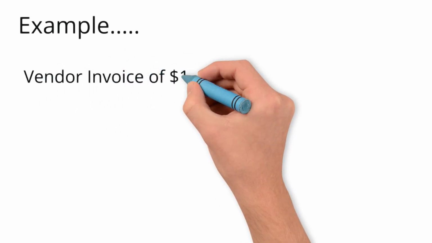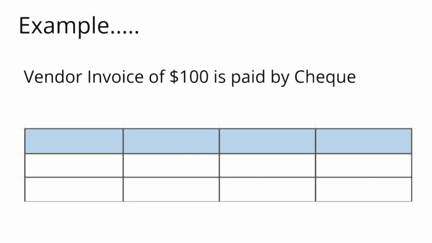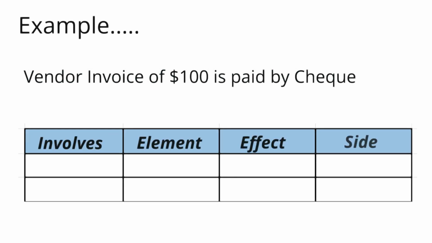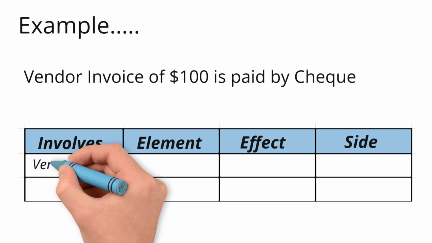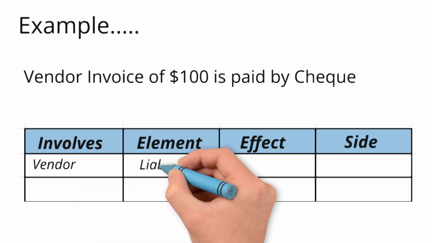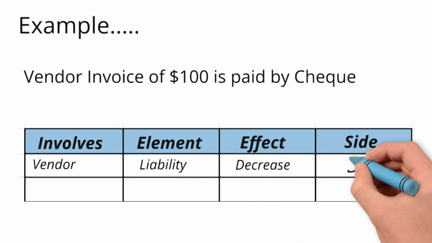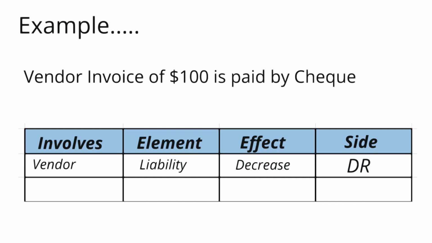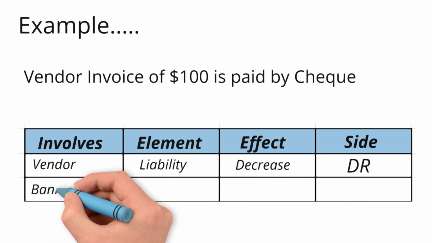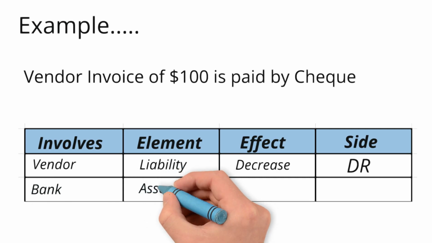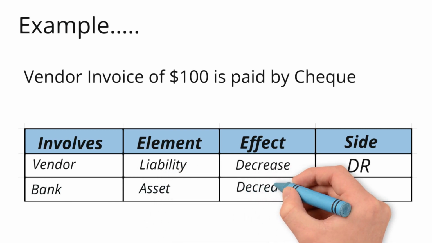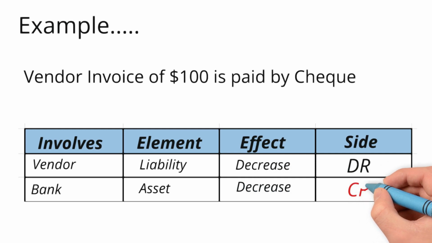Now we pay the vendor using a check. Let's try to break down this transaction. This is a payment to a vendor, so it involves a vendor and a bank account. A vendor is a liability. Because we are paying them, the liability decreases. Therefore, the entry goes to the debit side. The bank is an asset. The asset is getting reduced because we are paying. Therefore, it goes into the credit side.